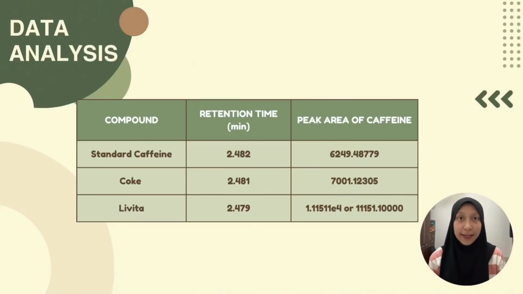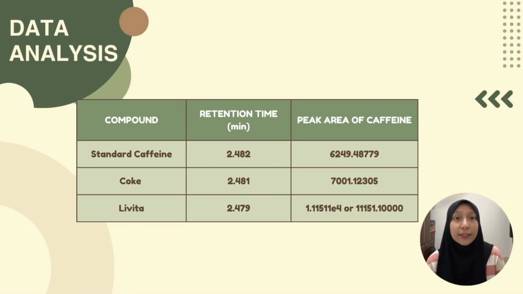From the table shown, this is the analysis of the results determined by high-performance liquid chromatography. It provides useful information on retention time and peak area of caffeine in all samples. This proves that the objective is successfully achieved. The caffeine standard exhibited a retention time of 2.482 minutes, and the peak area of caffeine is 6,249.48779, and this result can be used as a reference to identify the Coke and Levita samples.